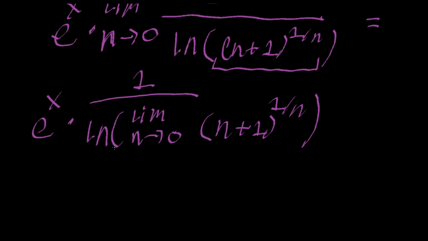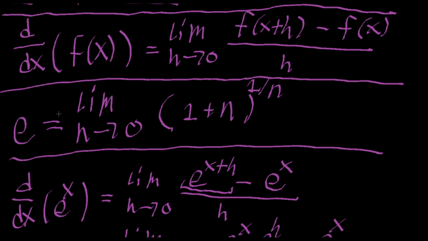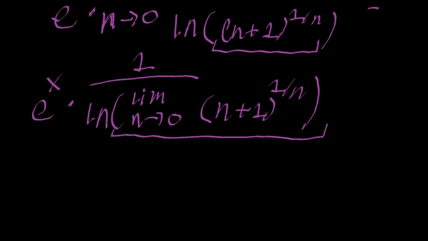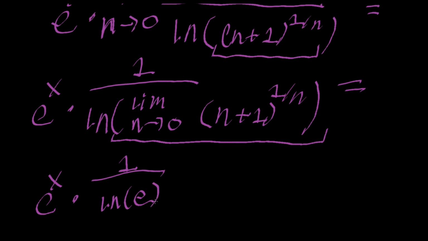But pay attention here. What is this thing inside of the logarithm? Well, notice that this is just a definition for e. So we may as well just write e inside of this ln. So this is really just equal to e to the power of x multiplied by 1 over ln of e.